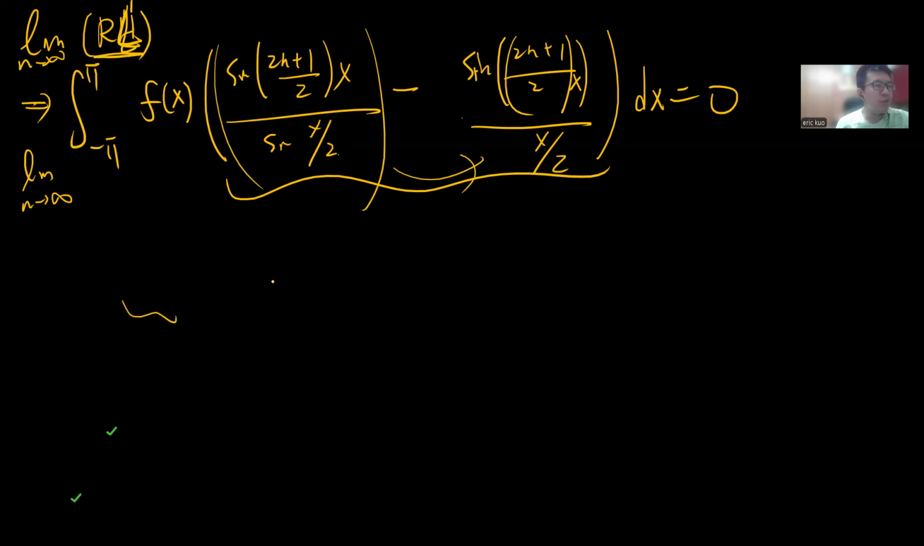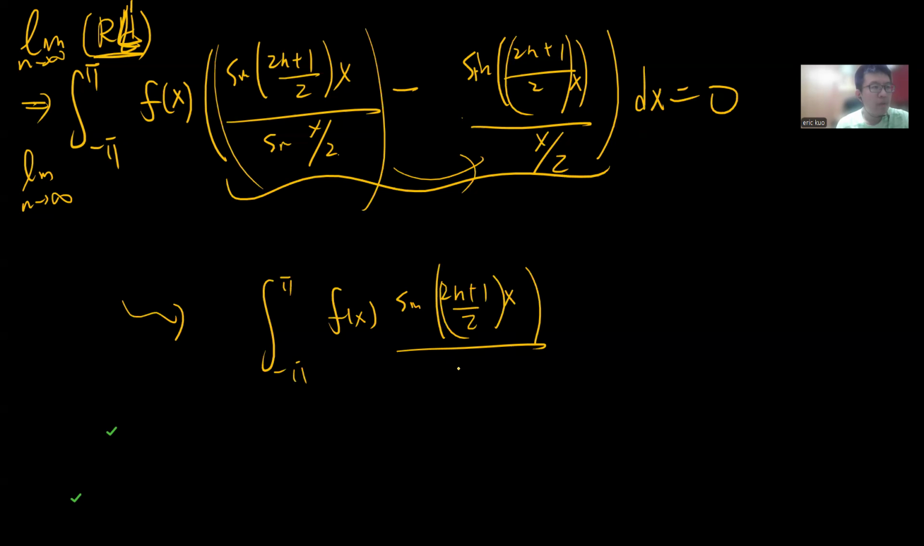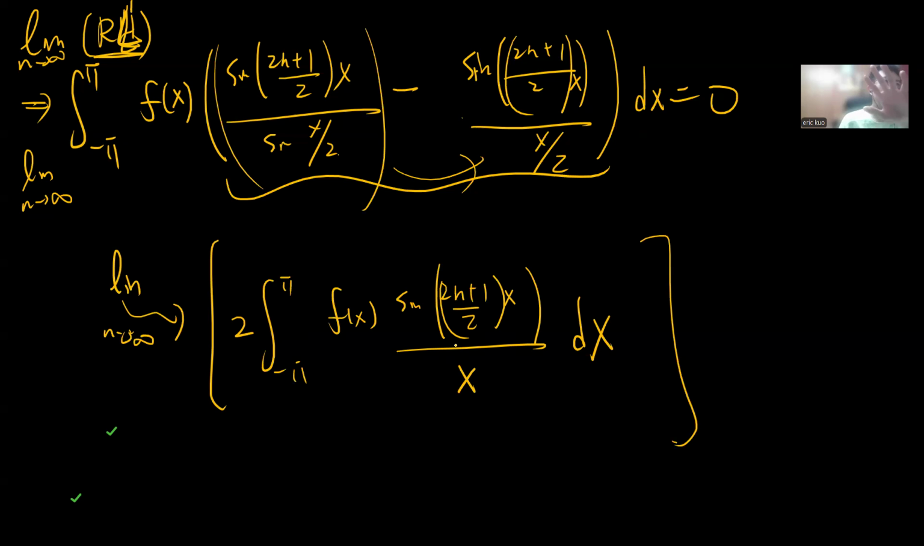So I only need to worry about this f of x times this thing, dx. So I changed the original one to this one, and I care about the large n behavior of this function. Now you can see it's a sine divided by something, so you can use the complex integral. The rest of the proof is very simple, so let me just quickly go through it.